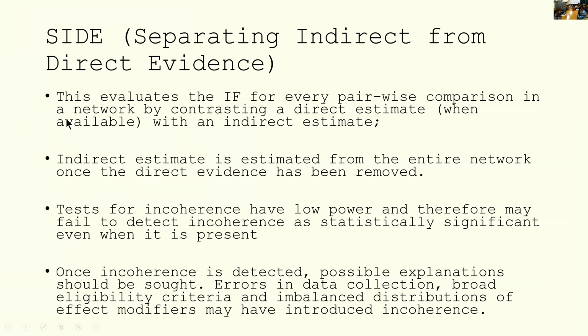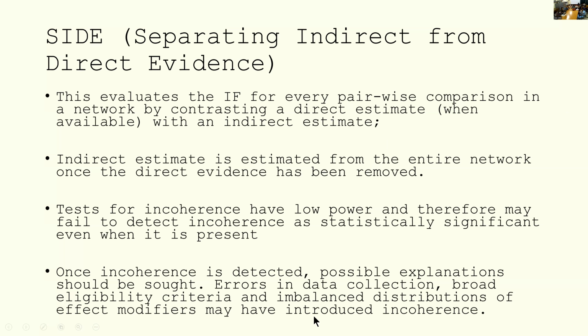Okay, so going back to this slide. So basically, when you use a local approach, you calculate the incoherence factor for every pairwise comparison, and then you contrast the direct estimate when available with an indirect estimate. How do you calculate the indirect estimate? You remove all the direct evidence, and from the rest of the entire network, you calculate the indirect estimate. The important thing to know is all these tests of incoherence are very low power. So even if you don't pick up any incoherence, there's probably some sort of incoherence in your study. And once you detect the incoherence, you have to look and try to explain the incoherence.